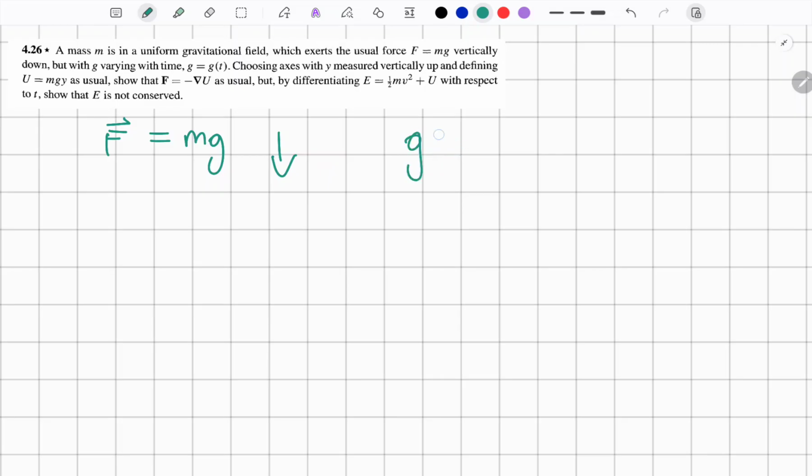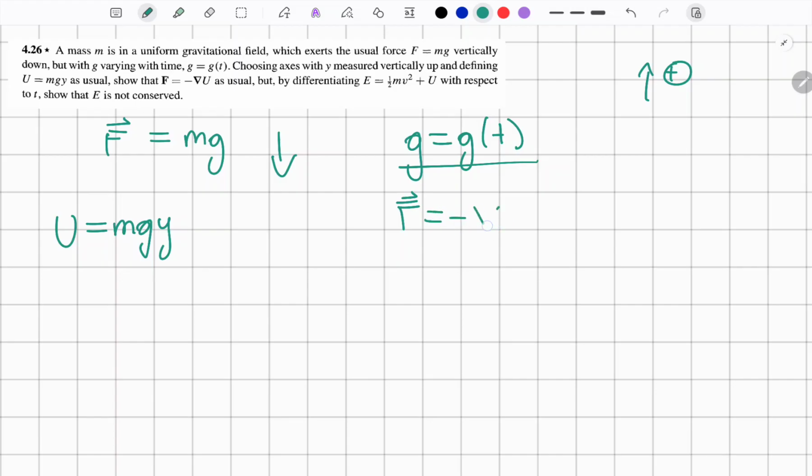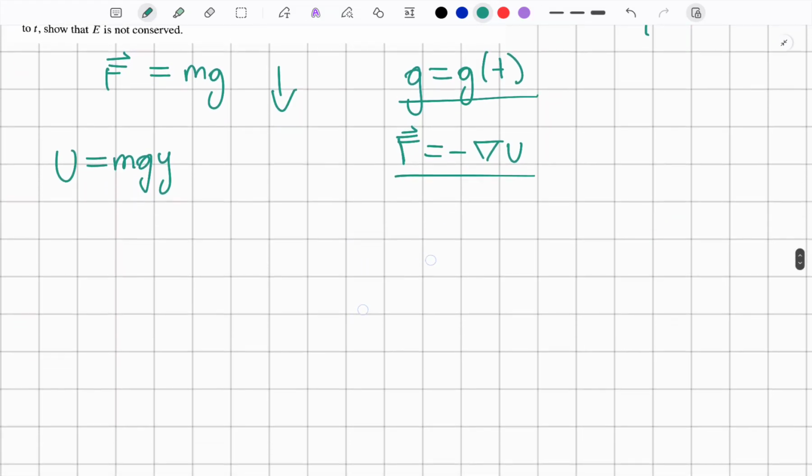But g is a function of time. So gravity is a function of time. We're going to choose axes with y positive being vertically up and define our potential energy to be mgy. We want to show that the force is the negative gradient of that potential energy. So the force is the negative of the gradient of potential energy. That's the first part of what we need to do here, so we can start with that.